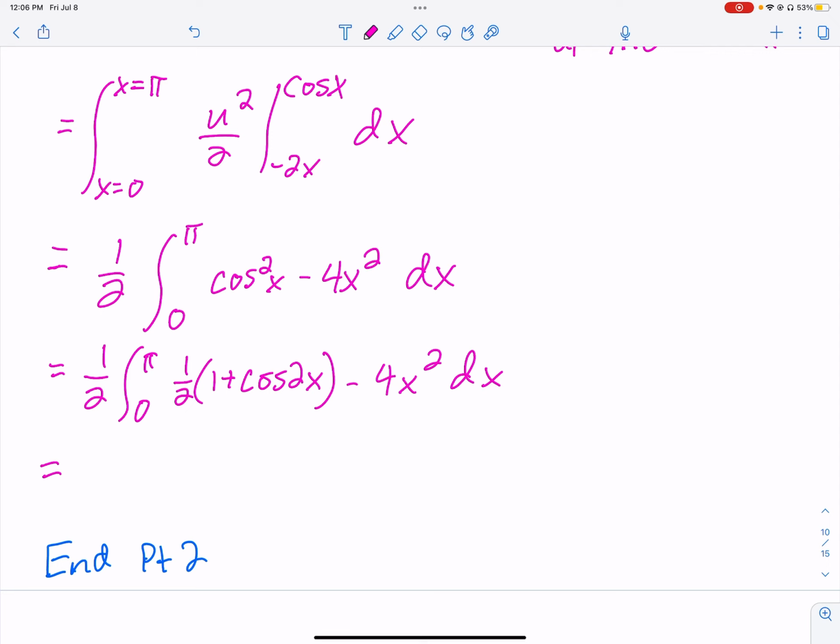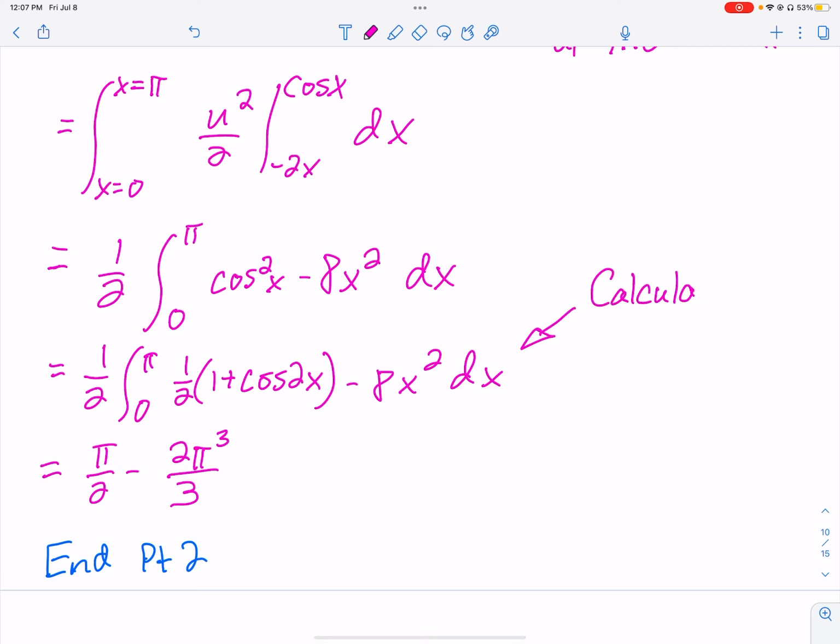Oh, this is a mistake. This should be an 8 now because I pulled out the 1/2. So just be careful with that. That came from here. I pulled out a 1/2, so I need to take account of that 8 getting back to the 4. This works out to be not too clean. It's pi over 2 minus 2 pi cubed over 3. Once you get to this point, you can use a calculator.